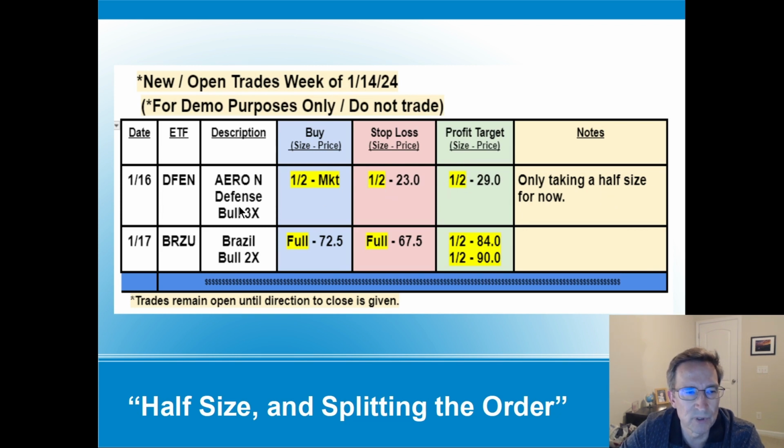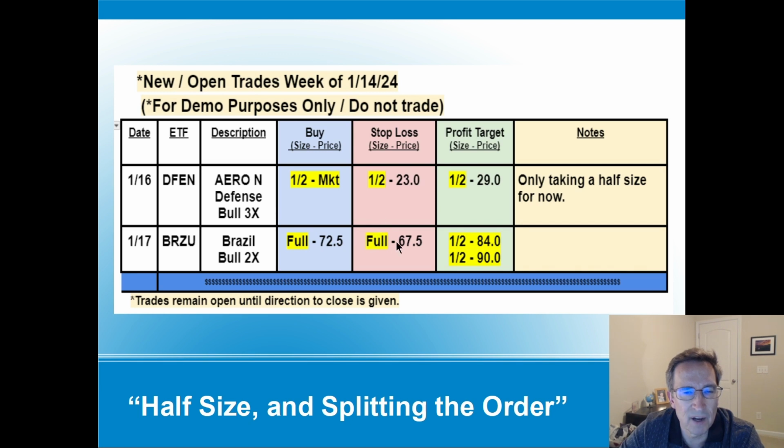So that's pretty straightforward. This is the one that I wanted to explain a little bit more in detail. It's a little bit more complicated. But in this case, we're going to look at buying BRZU. If it goes down to our limit price of 72.5, we're taking a full size order.